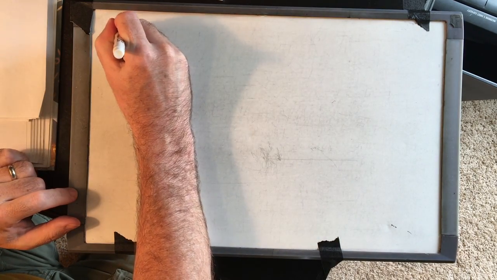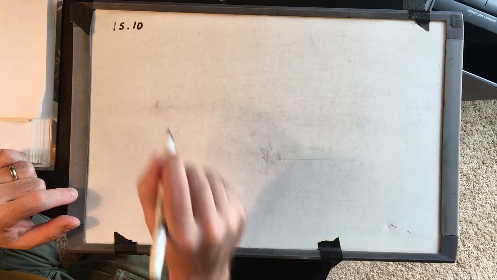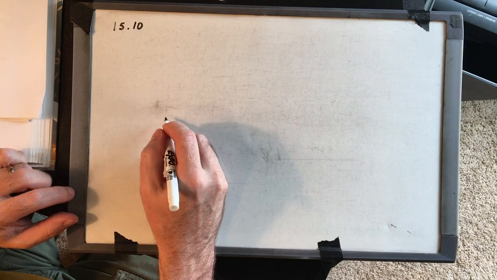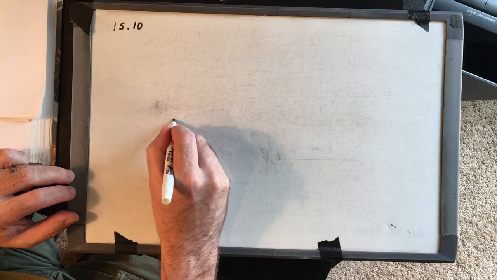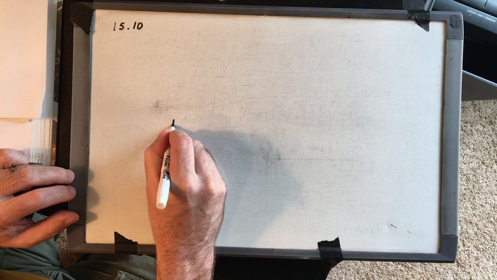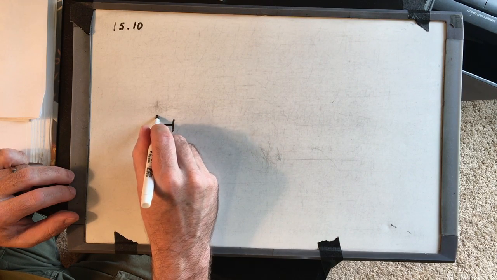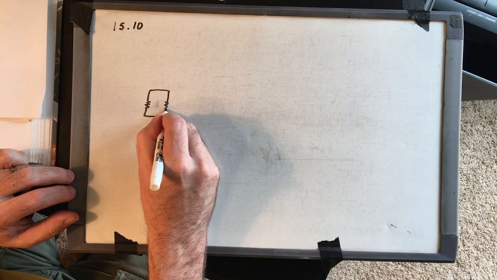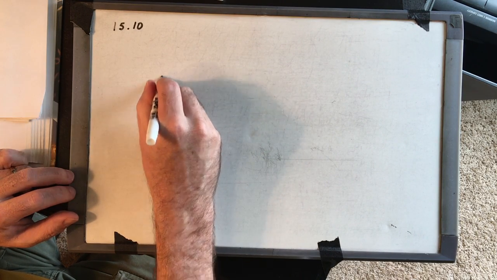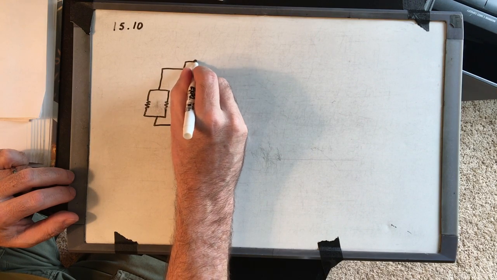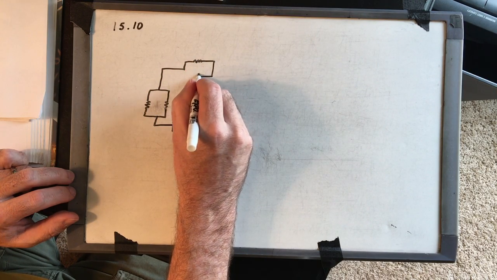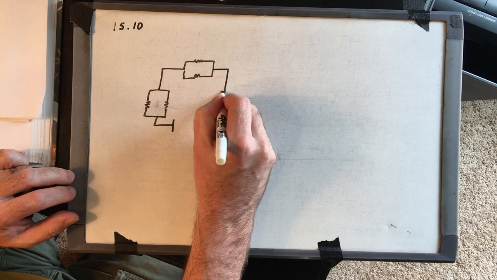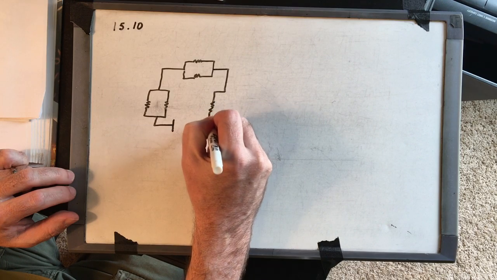All right, 15.10. Okay, so I'll draw that one out and see if I can fit everything on the board. So we've got a circuit that has 3 branches. You can draw along with me if you're filling out your notes. If you're just watching, then you can just watch.